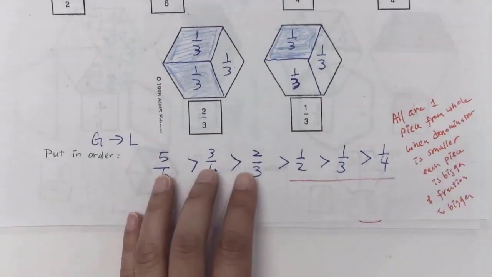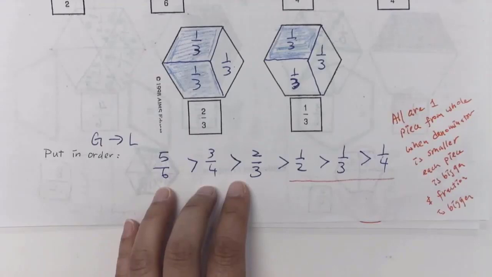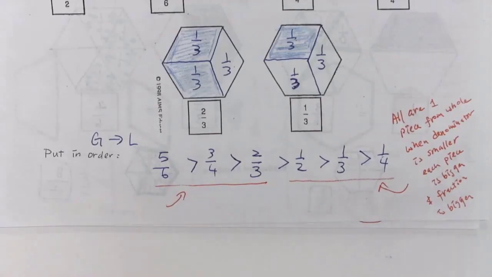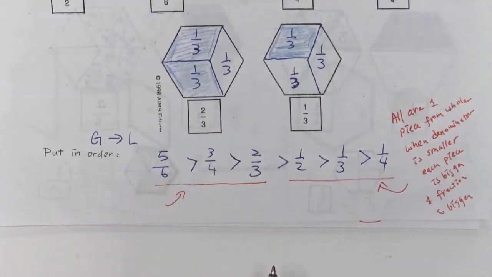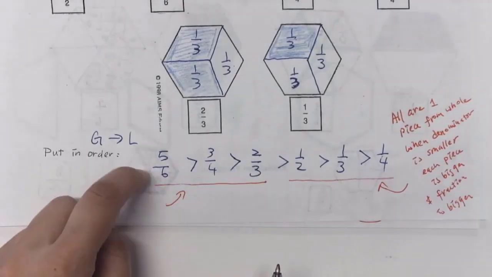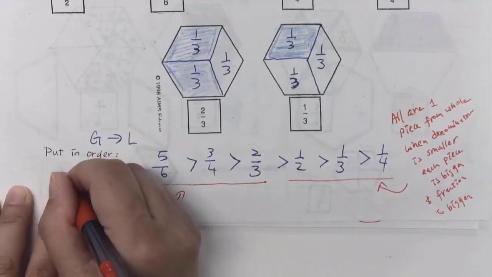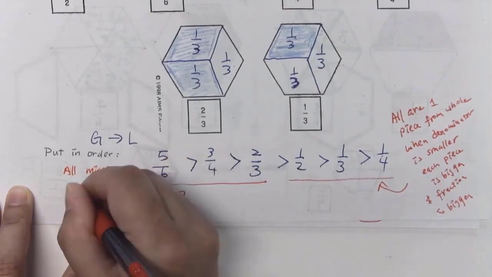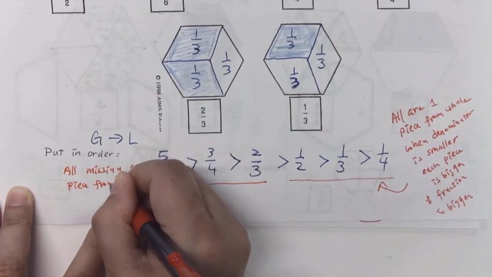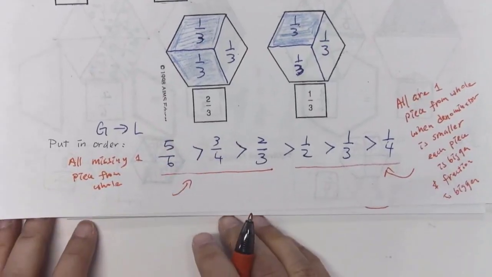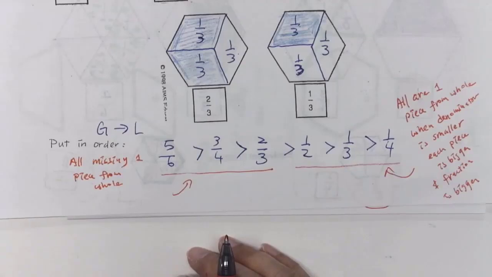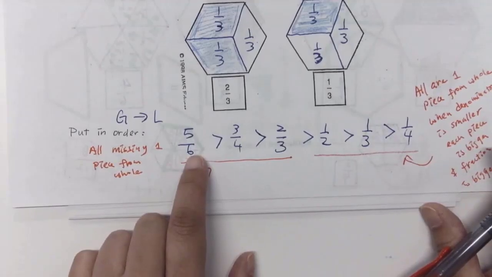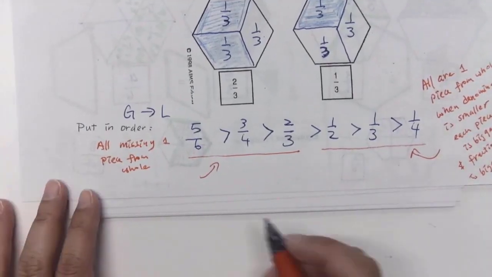And what do they have in common on the other side? They are all what? 5/6, 3/4, 2/3. They're missing 1 piece from the whole, missing 1 piece from the whole, missing 1 piece from the whole. So all 3 of them are missing 1 piece from the whole. So if it's missing one piece from the whole, then which one would be bigger? The one missing the smallest piece, right? So this was cut more, so 5/6 is missing the smallest piece, right?